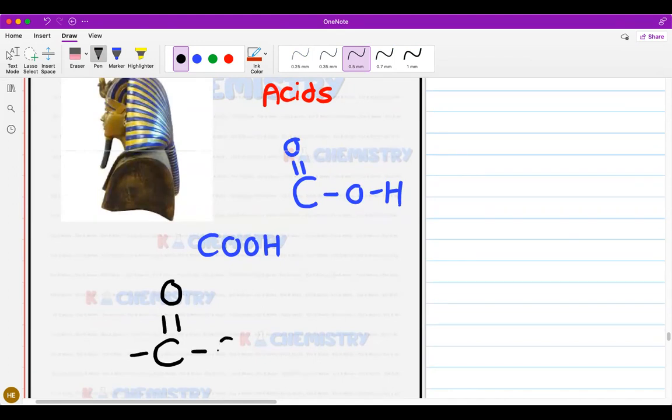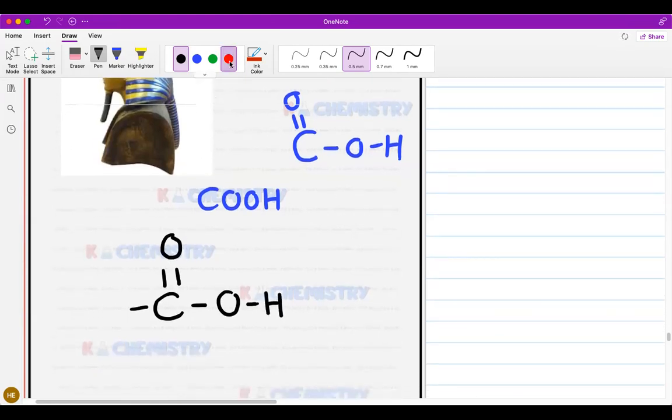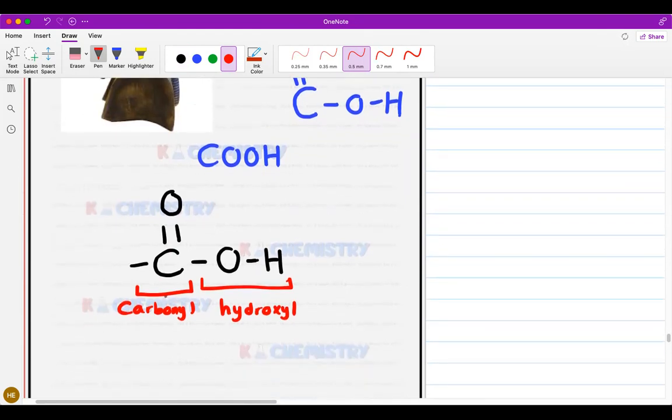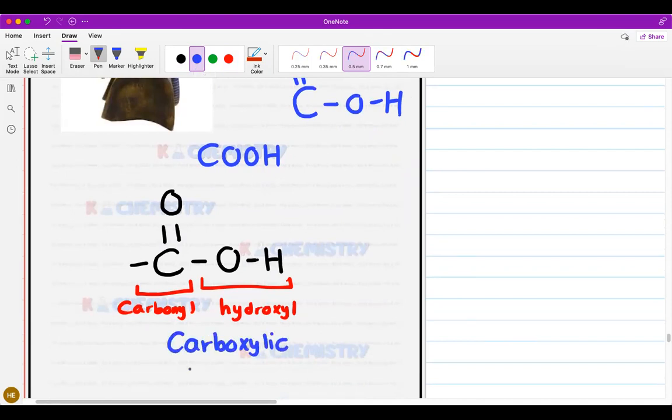I'll put my old friend, the hydroxyl group, together with the carbonyl group. This part we took already before. It's called hydroxyl, and that's called carbonyl. Carbon and oxygen, so carbonyl group. When you put these two together, you get the carboxylic acid group. How do you draw that, mister?